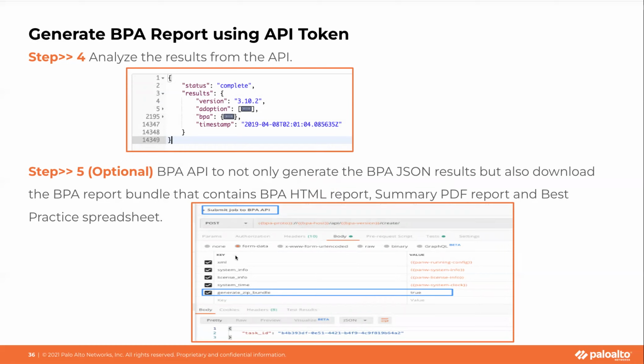But you can also generate the HTML report or the PDF report, as you generated already through your customer support portal account. You have to make sure that when you're submitting this report, the generate zip bundle option is set as true. Then it will also download the HTML and the PDF report for you as well.